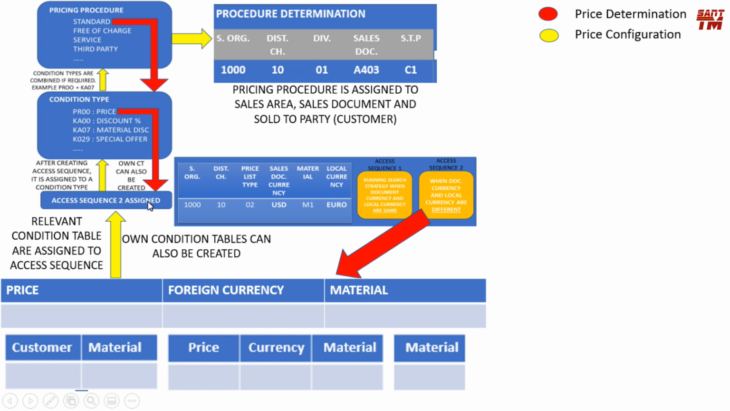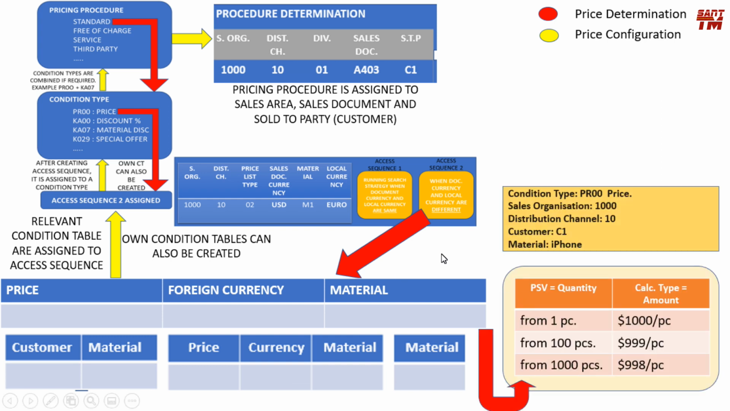When we apply the search strategy via access sequence 2, the access sequence 2 will always return this condition table only. That means these relevant condition tables were assigned somewhere in the past to this access sequence 2, and for access sequence 1, this condition table might have been assigned by the SAP system. So I hope you are getting the point, how we have already assigned the relevant condition tables to the access sequence, so that in future while determining the price, only those relevant condition tables are featured.